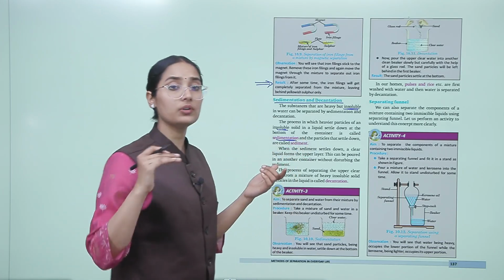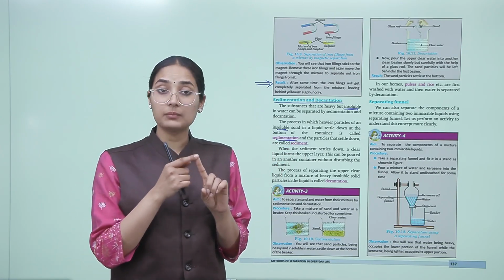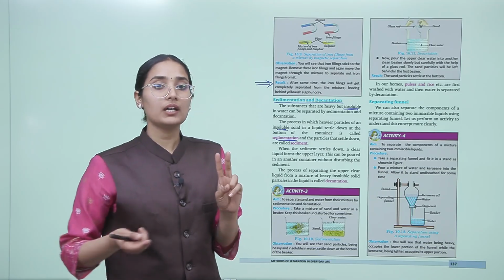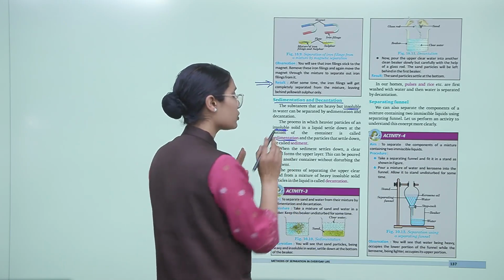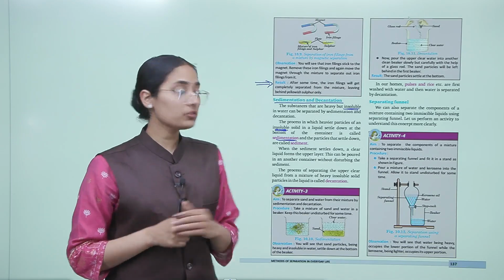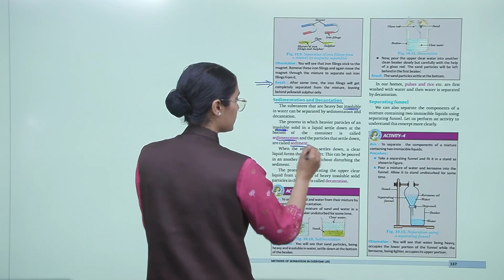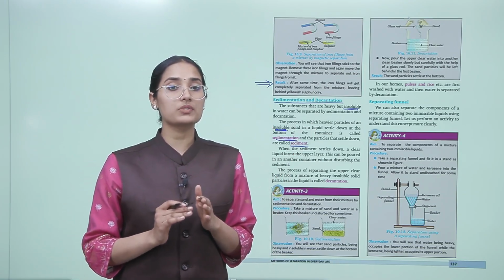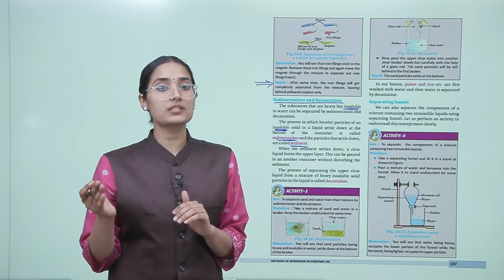Why are they settling down? They are settling down, one, because they are heavy, second, because gravity is acting on them, right? Now third, also because they are insoluble, right? They are not soluble. That's the reason they are settling down. Now these solid substances are called sediment. When the sediment settles down, a clear liquid forms the upper layer. This can be poured into another container without disturbing the sediment.